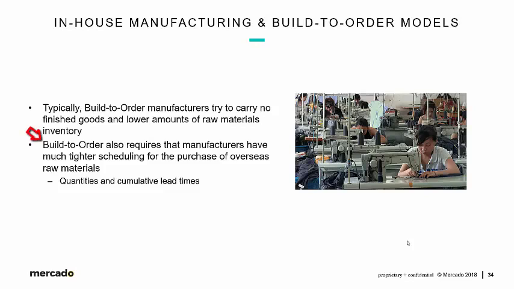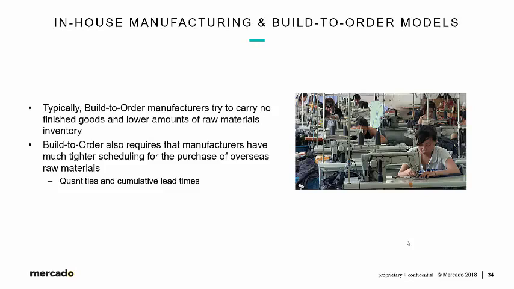Build-to-order also requires that manufacturers have much tighter scheduling for the purchase of those overseas raw materials. A balance between actual orders received from customers, what we have in raw materials inventory in-house, albeit in a limited amount, and what quantities do we need to get from overseas suppliers, how quickly do we need them, and what is the cumulative lead time of each raw material. That's where things get really tricky in a build-to-order model.